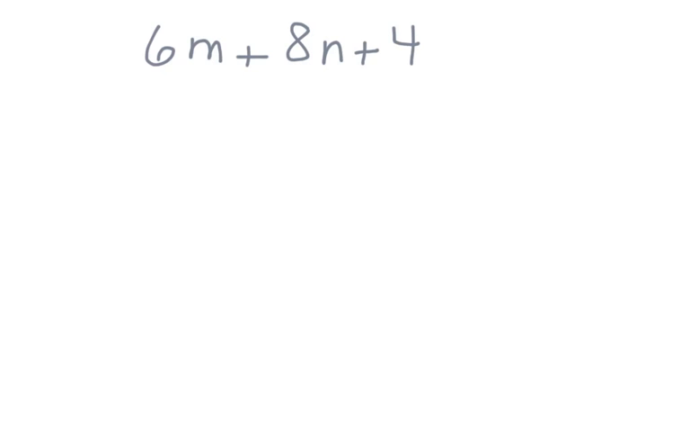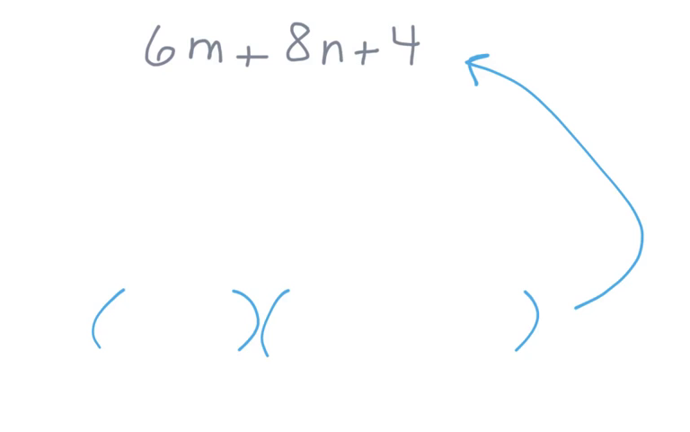The first step in approaching this problem is understanding what it means when it says write the expression below as a product of two factors. So what that means is by the time we're done, we should have something times something, and it should be equivalent to this expression we're starting with, 6m plus 8n plus 4.